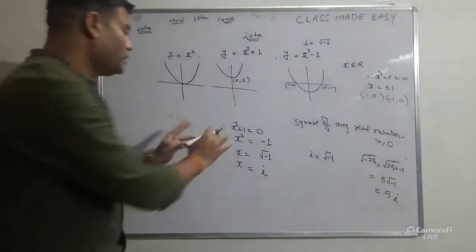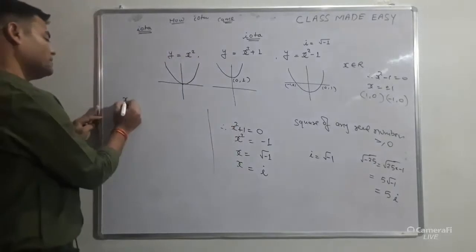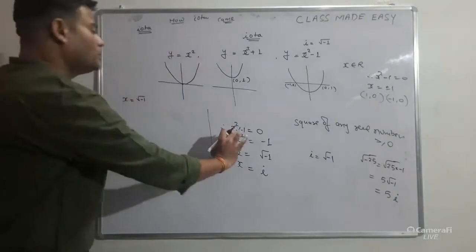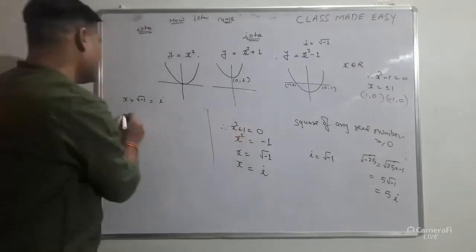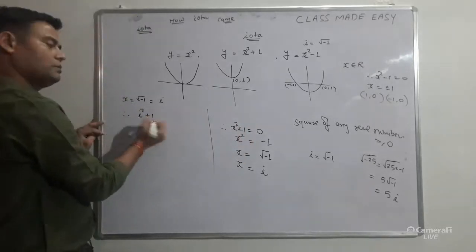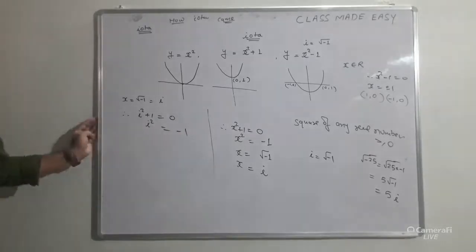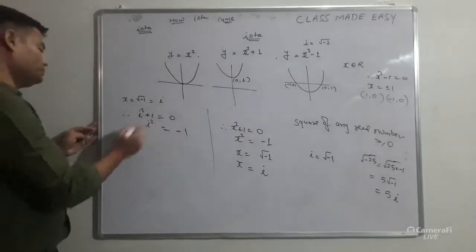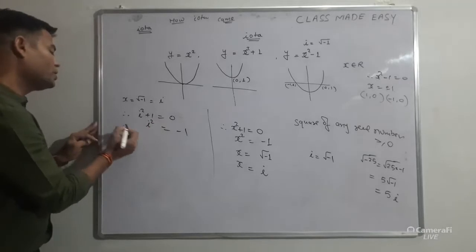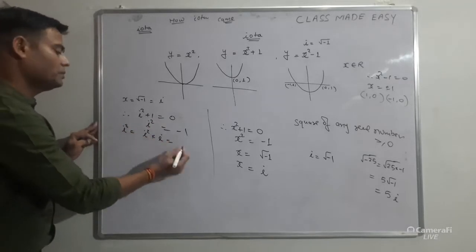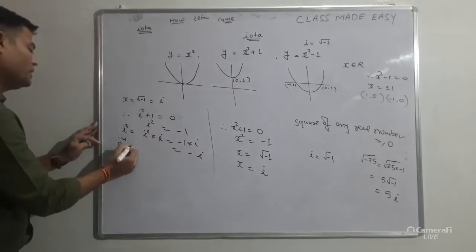So iota is the root of this. Okay, so iota means root minus 1. Iota is the root of that, so you can say i square plus 1 is 0. It is i square equals minus 1. Okay, and now if i square is minus 1, you can easily calculate i cube. It is i square into i, so it is minus iota.